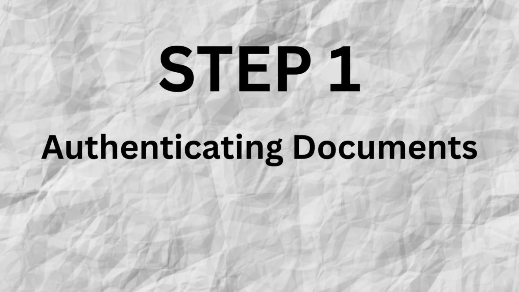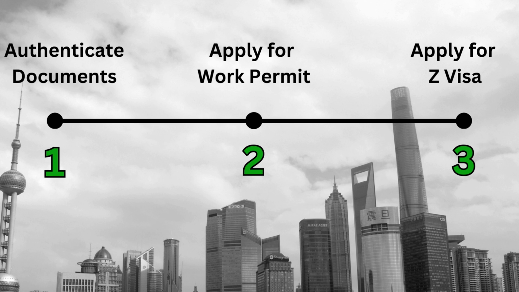which was authenticating your documents. So just a reminder, we used 3 steps as our guide for getting your documents together and going through the process. Step 1 was authenticating documents. Step 2 was applying for your work permit. And step 3 was applying for the Z visa. Okay, so let's get into it.